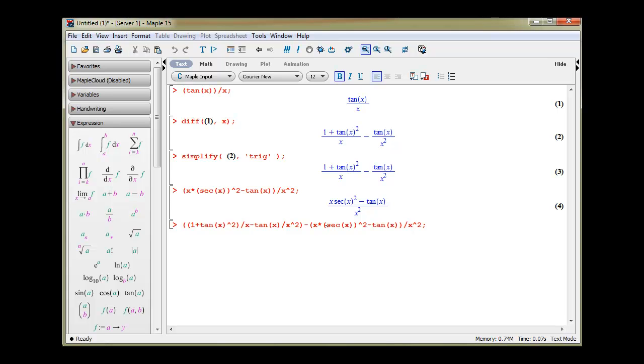Now a couple quick notes. First of all, this looks like we should square the x, but that's not how Maple understands this. Maple understands this ambiguous notation as squaring the secant, not squaring the x.